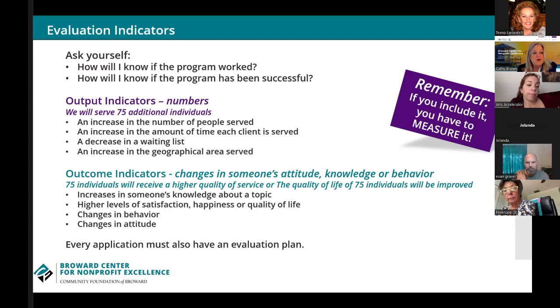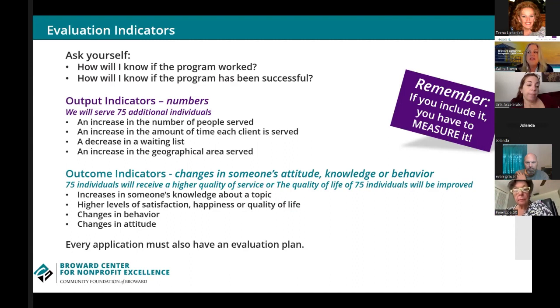It's how are you going to know overall if it worked, right? You're going to have these indicators, and we specifically ask on our applications and on our reporting how those indicators have worked for you.